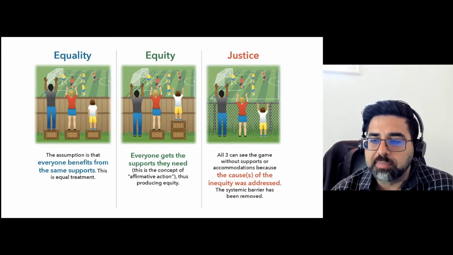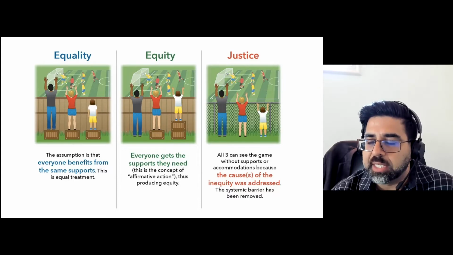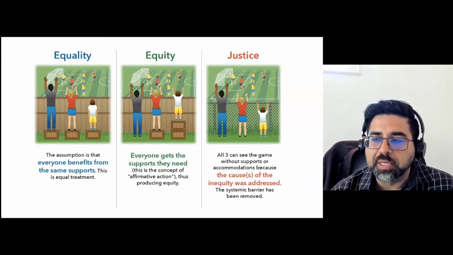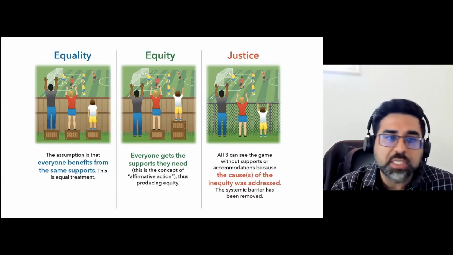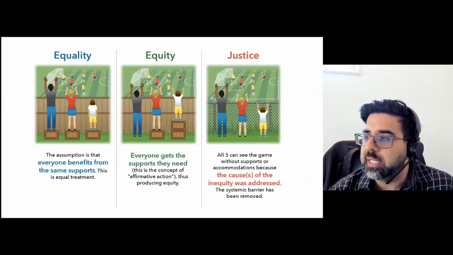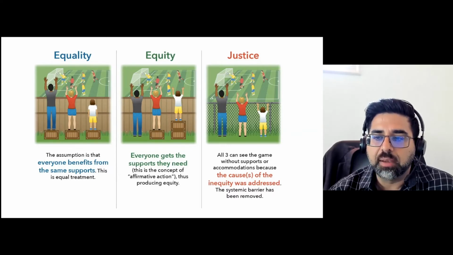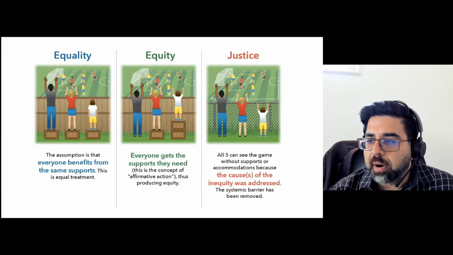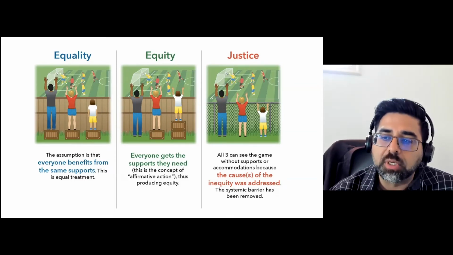So this is a concept similar to affirmative action to produce equity. In this case, as you can see, we've given the child a couple of crates, and he or she is now able to see the game. The problem with this is that you have to make an individual assessment at the individual level for everybody, and that's quite costly and very difficult to do in order to get equity across everybody. And the third part, labeled justice here on the right-hand side, is that all three of these spectators can see the game without support or accommodation.